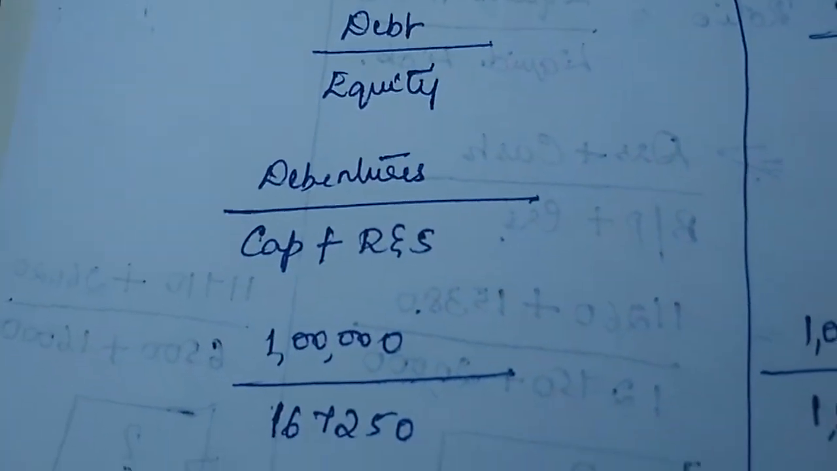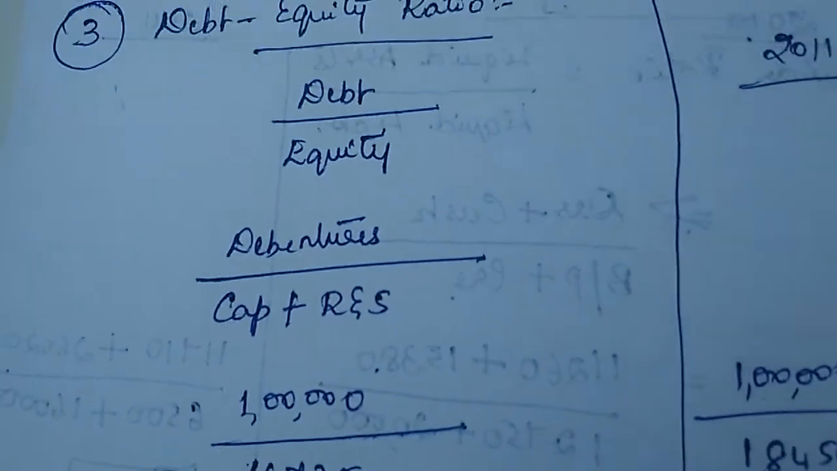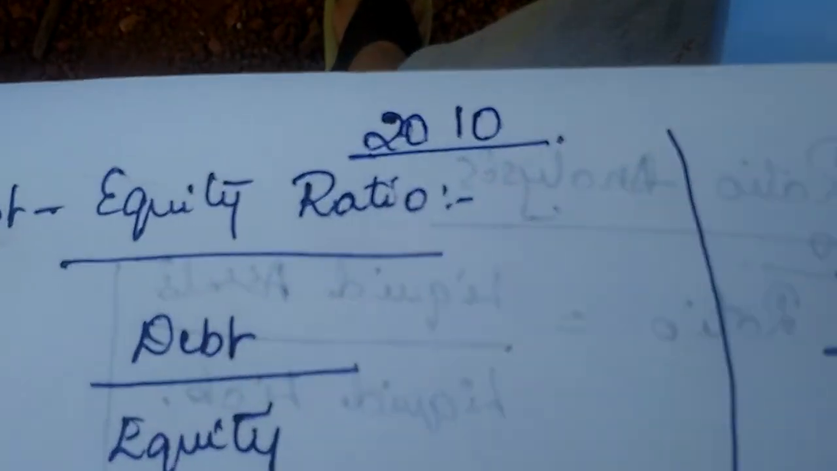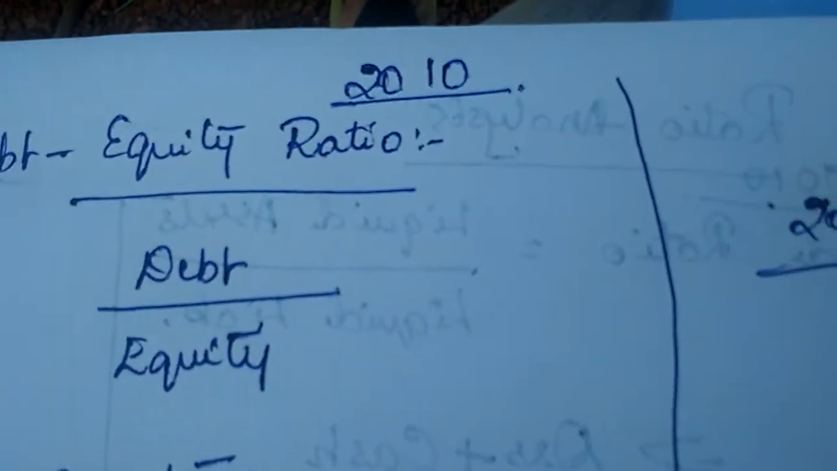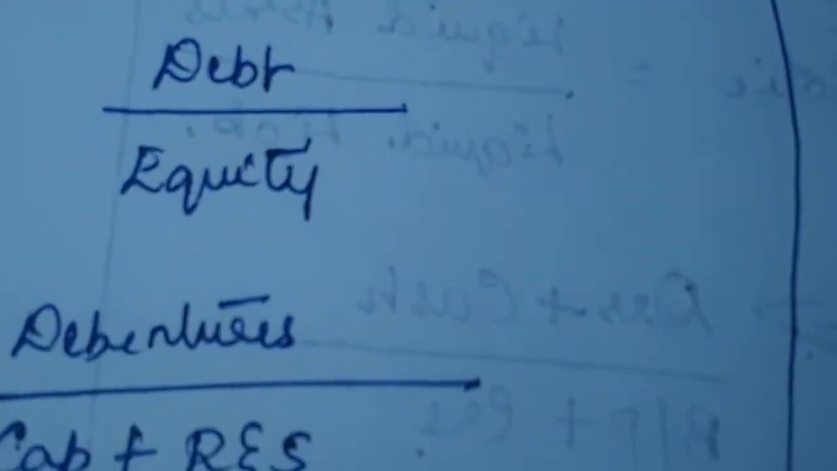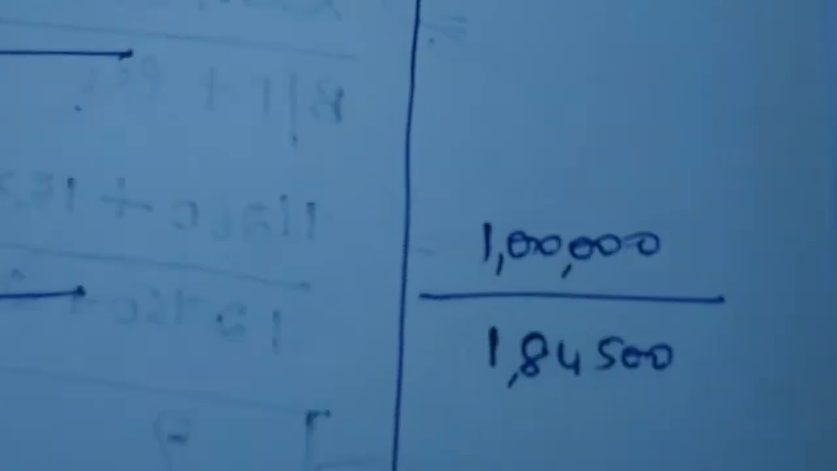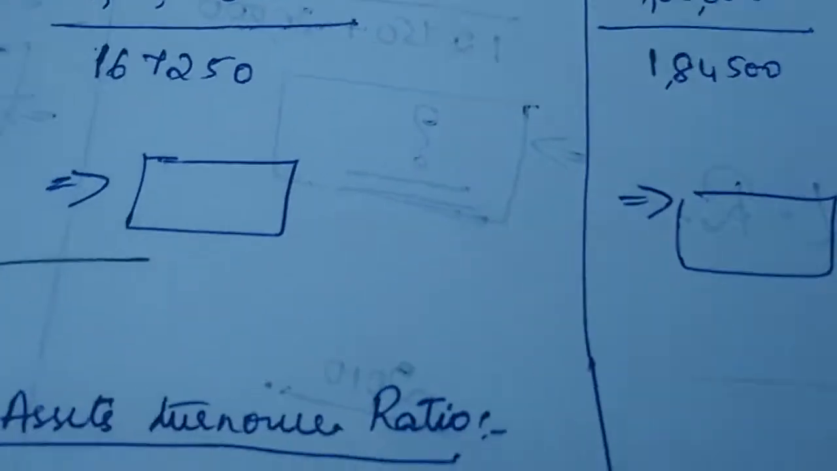Okay, so 1 lakh divided by 1,67,250. This is for your 2010. So find out for 2011. Formula same, item same, but value is different. So calculate the value and write here.